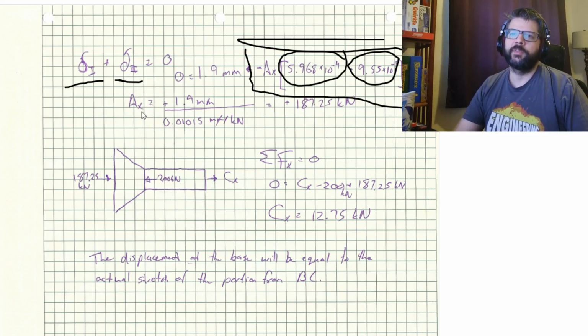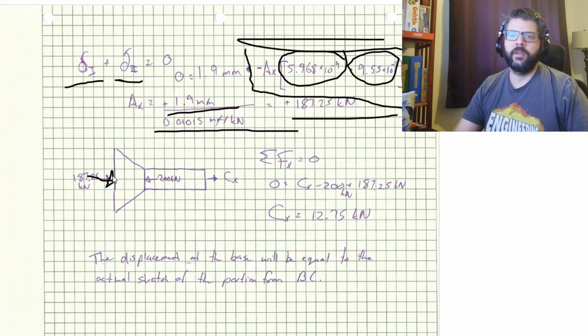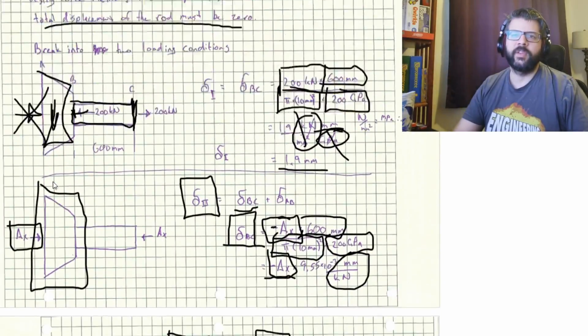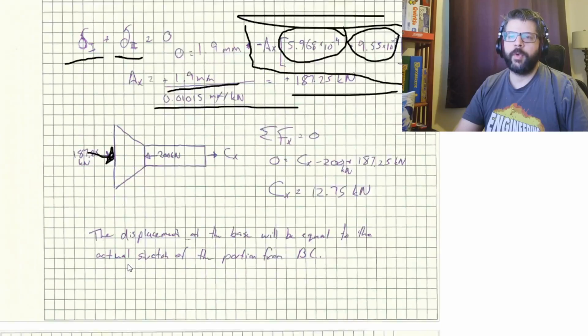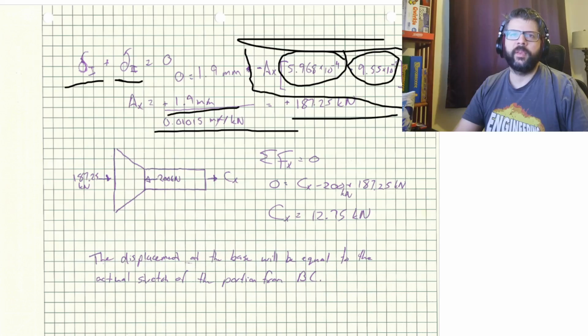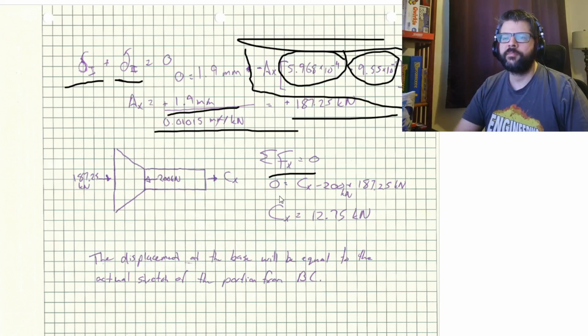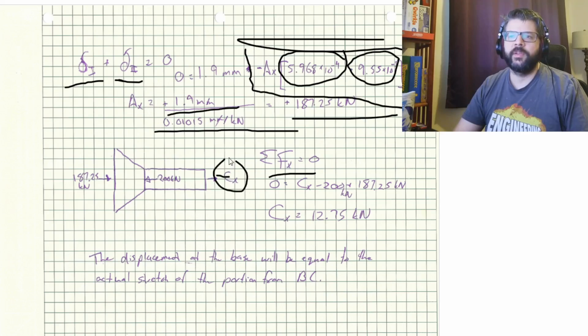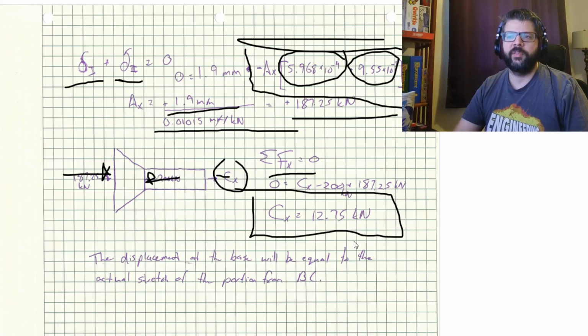So we're able to solve relatively simply for AX: 1.9 millimeters divided by 0.01015 millimeters per kilonewton, which gives us 187.25 kilonewtons. Based upon how we drew this initially, that'll be a load pushing that way. And then we can solve for the reaction at C using a quick equilibrium condition for Fx. The sum of the forces in the x direction is 0, so 0 is equal to our Cx minus the 200 plus the 187.25, which gives us 12.75 kilonewtons.